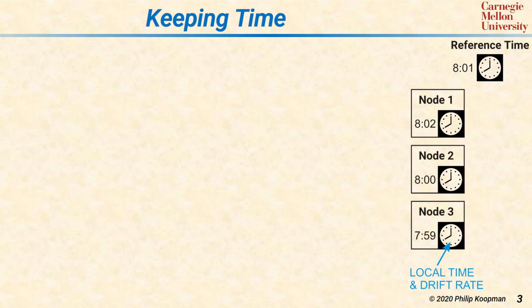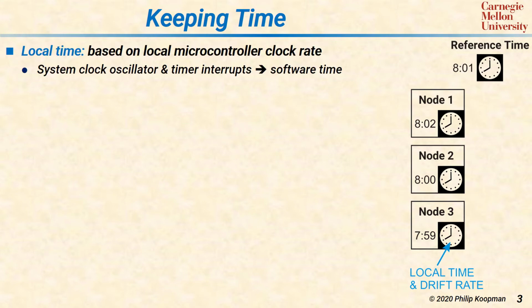Let's start with the basics of just trying to keep track of what time it actually is. There's some terminology we'll build up, and then we can explain some of the issues. The first term is local time. That's the time based on the local microcontroller clock rate.